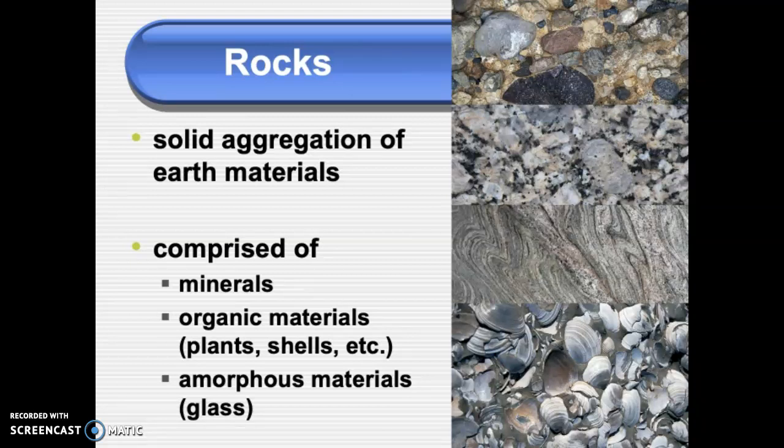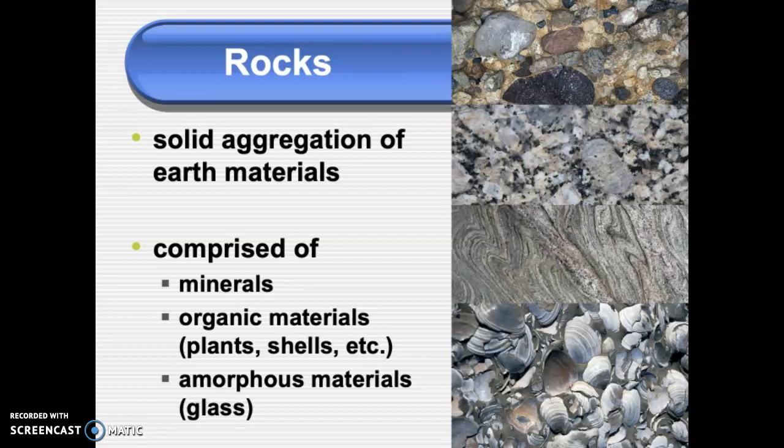But because of the specificity of the mineral definition, a rock that's made of organic materials, and at the bottom of this slide you can see that particular rock is made of shells, technically is not made of minerals. Remember, that was ruled out. It's got to be inorganic. So if it's made of organic materials like shells, it's not technically made of minerals. So to avoid that, if we just say earth materials, we can include plants and shells and other things.